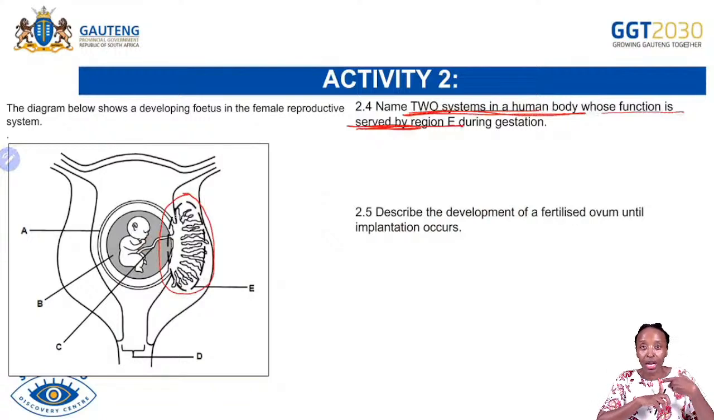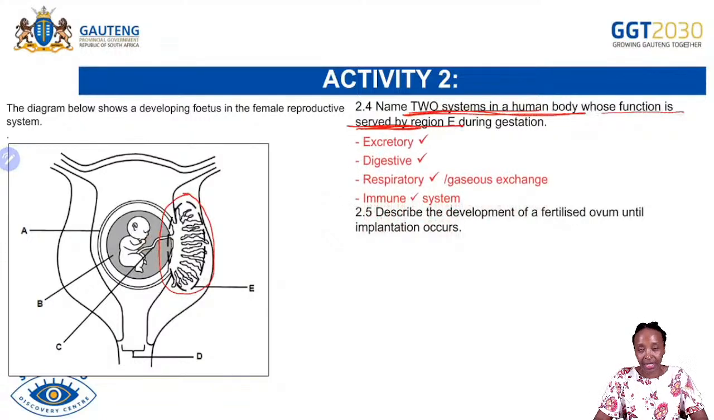We spoke about immunity. Then we are looking at the what? At the immunity system or the immune system. One would ask, why are we talking about the immune system? Remember, with the developing fetus, this part E acts as what?